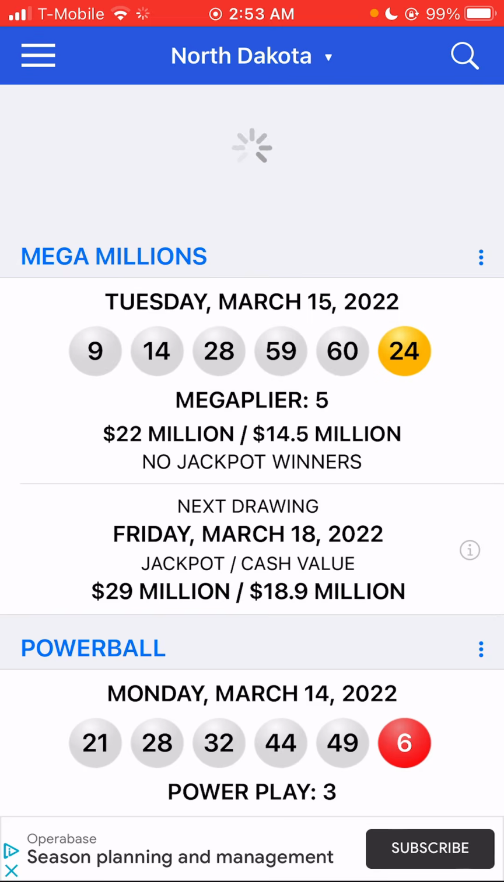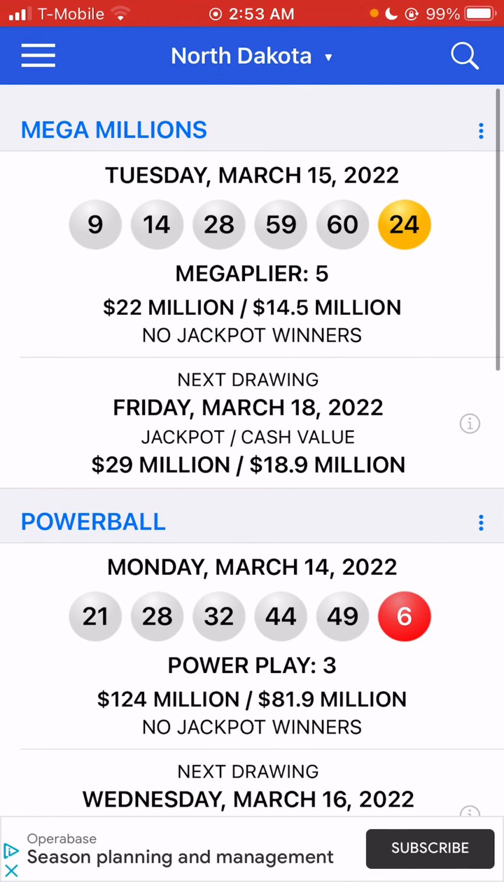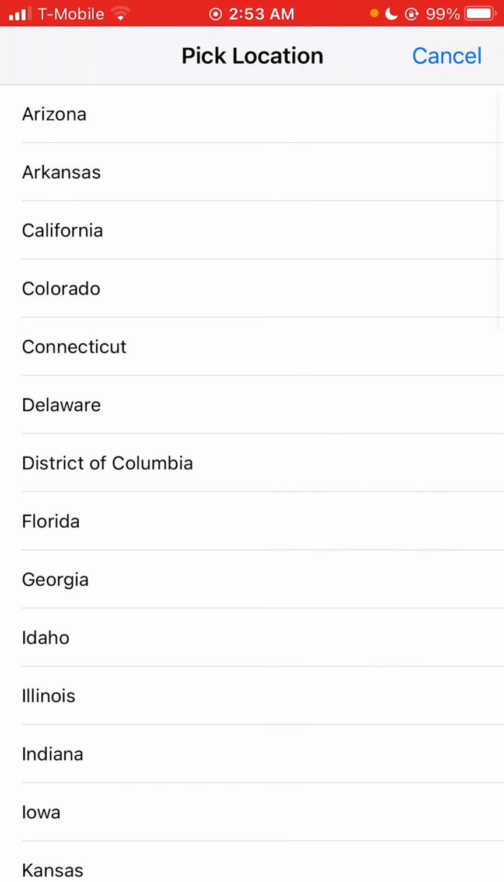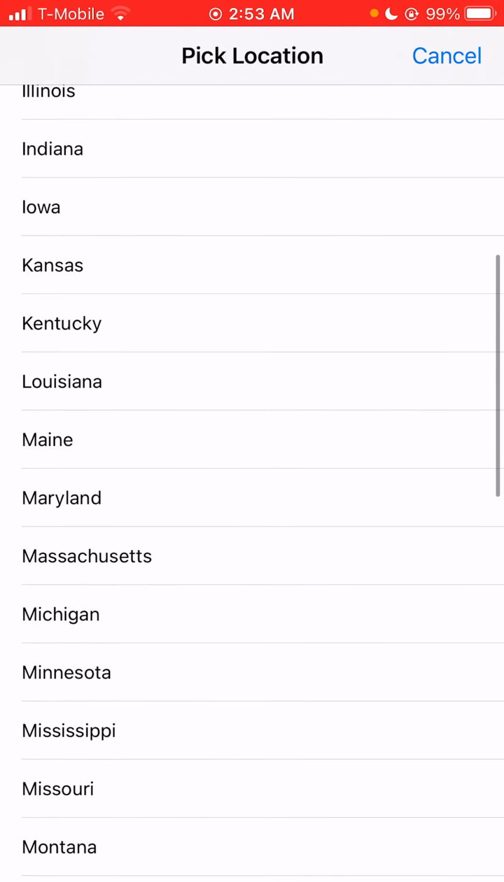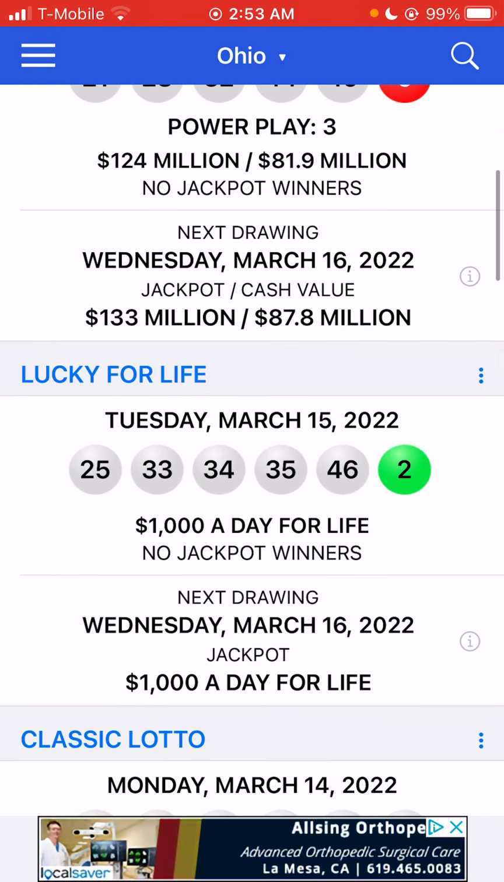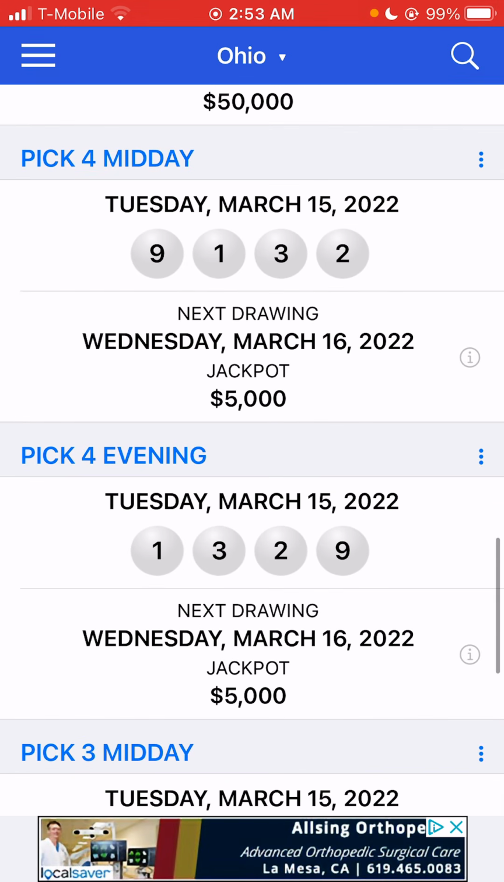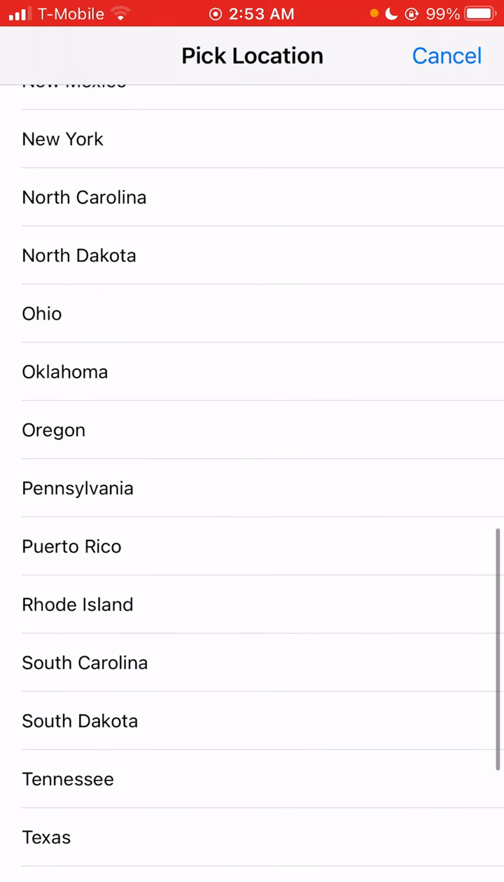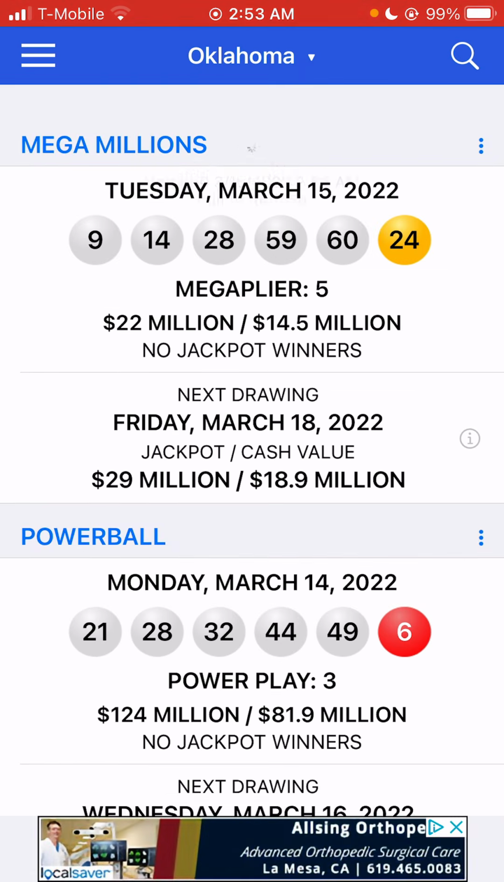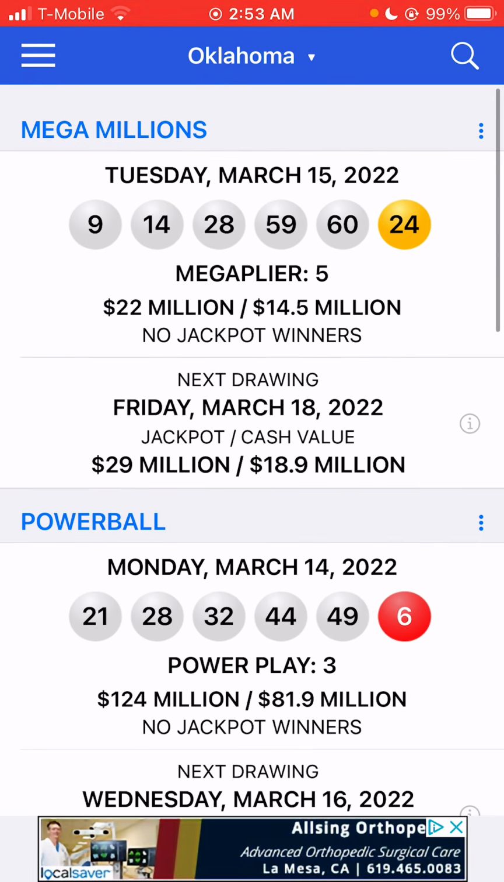North Dakota. Wouldn't do North Dakota. Ohio. Wouldn't do the midday. Wouldn't do the evening. Oklahoma. Nothing for Oklahoma.